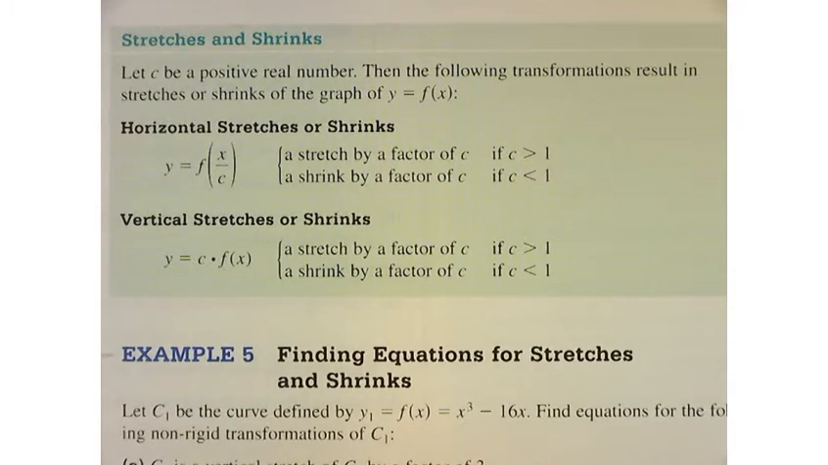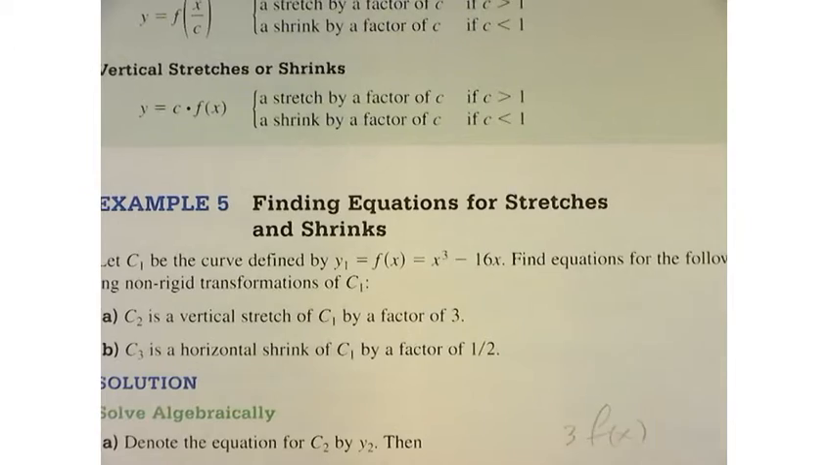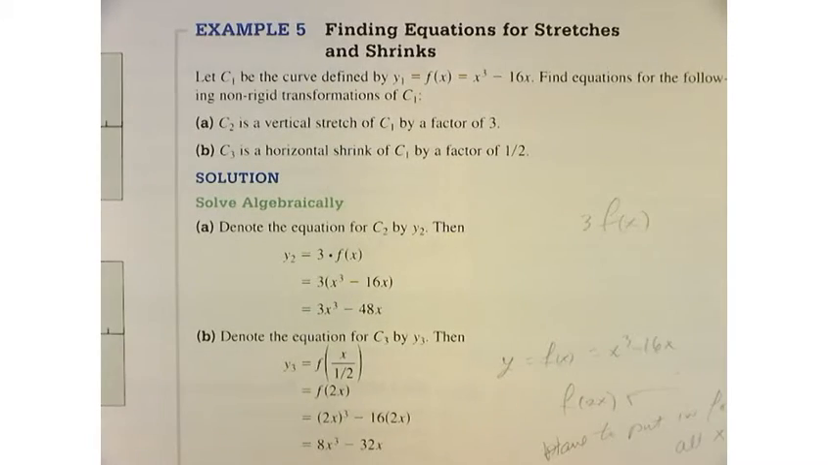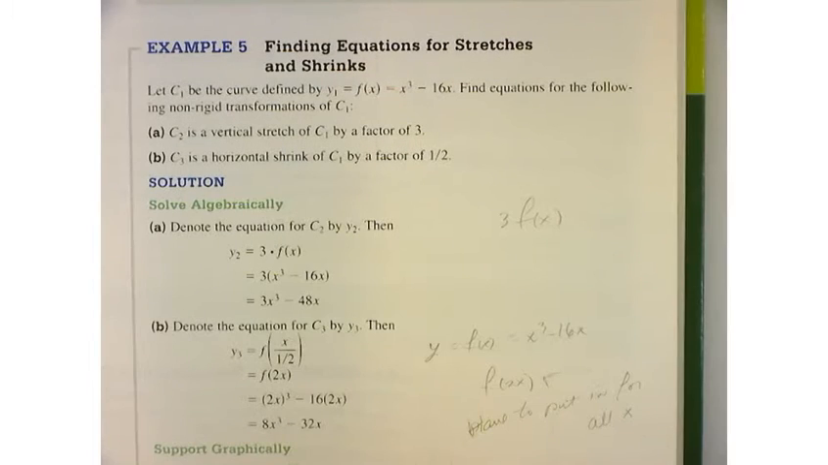So let's look at a couple of examples. In example number 5, I'm just going to show it right out of the book because the book does a pretty good job of showing you the different functions and what they look like graphically. So for time's sake, we'll just read it right out of the book. It says, let c sub 1 be the curve defined by y sub 1, which is equal to f of x, which is equal to x cubed minus 16x. Find the equations for the following non-rigid transformation of c sub 1. Part A, c sub 2 is a vertical stretch of c sub 1 by a factor of 3.